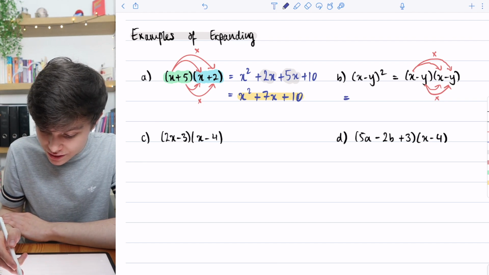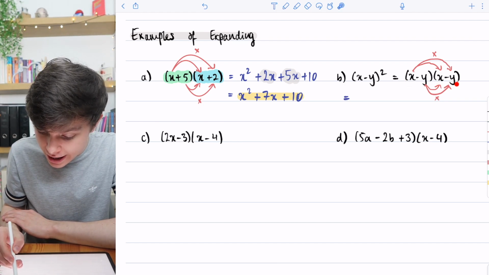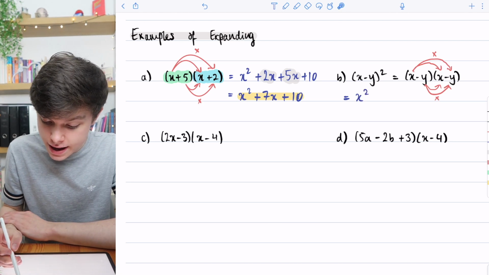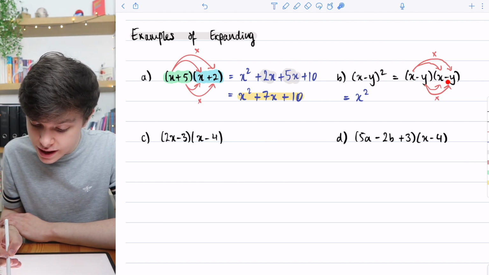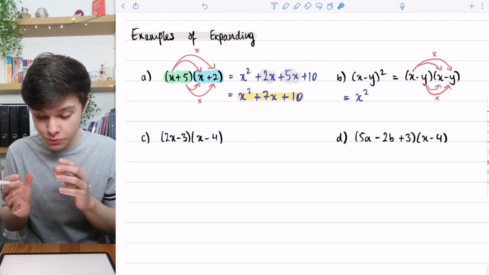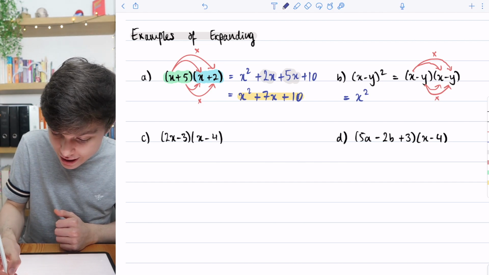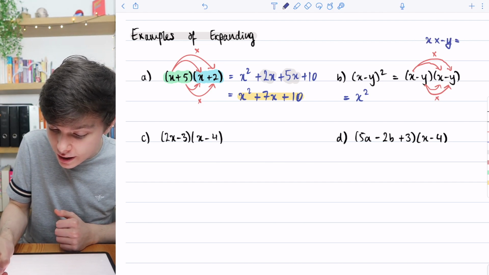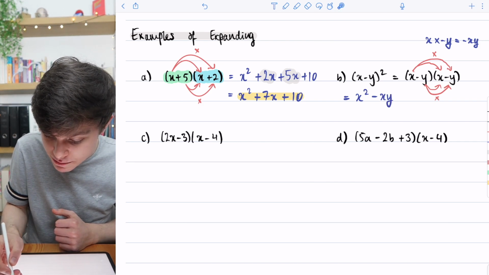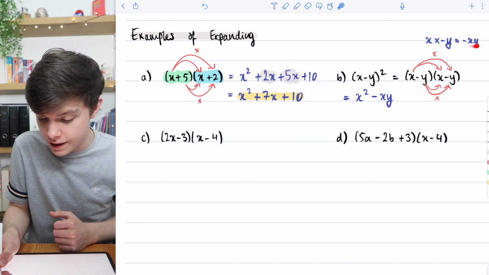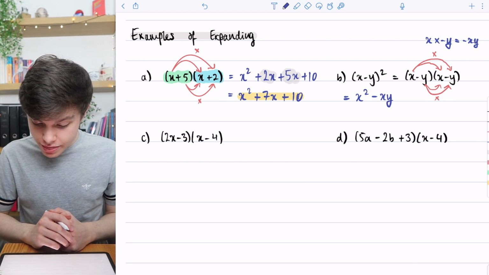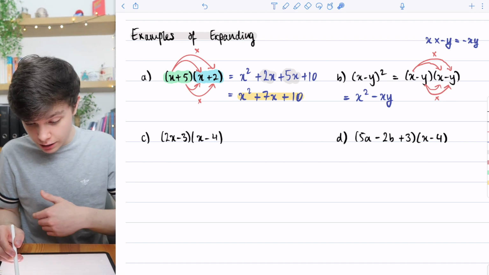Okay, so I'm going to multiply the x with each term in here. So the x with the x will give me x squared. And then I'm going to multiply the x with the minus y. You have to take the sign with it when you multiply. So what we're actually doing is x times minus y. And then remember, that is minus xy, because a minus times a plus, there's an invisible plus sign here, gives us a negative. Okay, so we get minus xy.